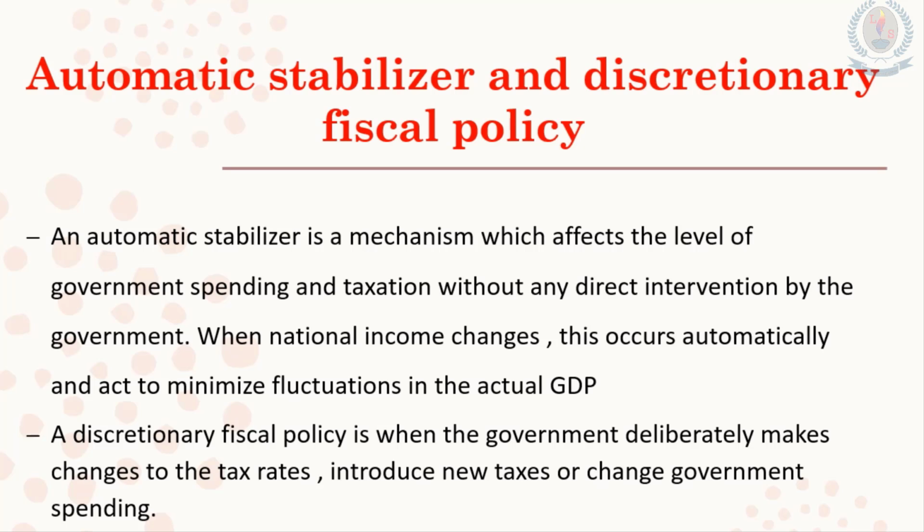A discretionary fiscal policy is when the government deliberately makes changes. So an automatic stabilizer happens automatically, whereas in discretionary fiscal policy the government makes some changes in order to correct the fiscal deficit.